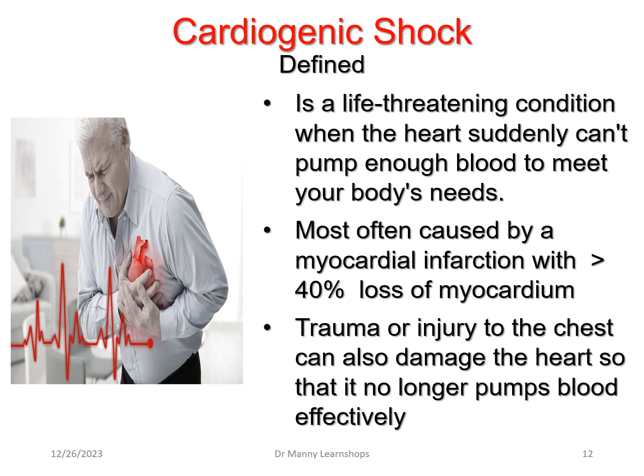Cardiogenic. Genic, where it originates from, cardiac, from the heart. So this is now a heart shock, which is a life-threatening condition when the heart suddenly can't pump enough blood to meet metabolic requirements, your body's needs. Most often, as we've indicated previously, it's caused by a myocardial infarction, where you lose 30 to 40% of left ventricular myocardium. It can be as a result of trauma or injury to the chest, which can also damage the heart so that it can no longer pump blood effectively.